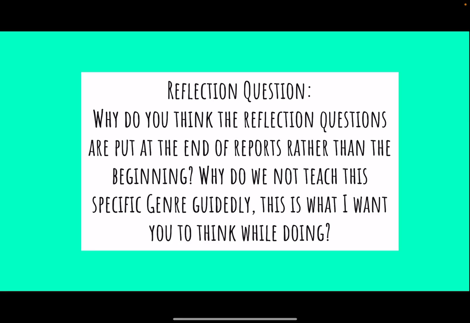So my reflection question for all y'all is, why do you think the reflection questions are put at the end of the report rather than the beginning? I know personally, as a learner, I like to think with the end in mind. So when I take a test or something, I look at the questions before I look at my procedures. So why do we not teach our students, this is what you're looking for? This is what you're thinking about while you're doing this experiment.